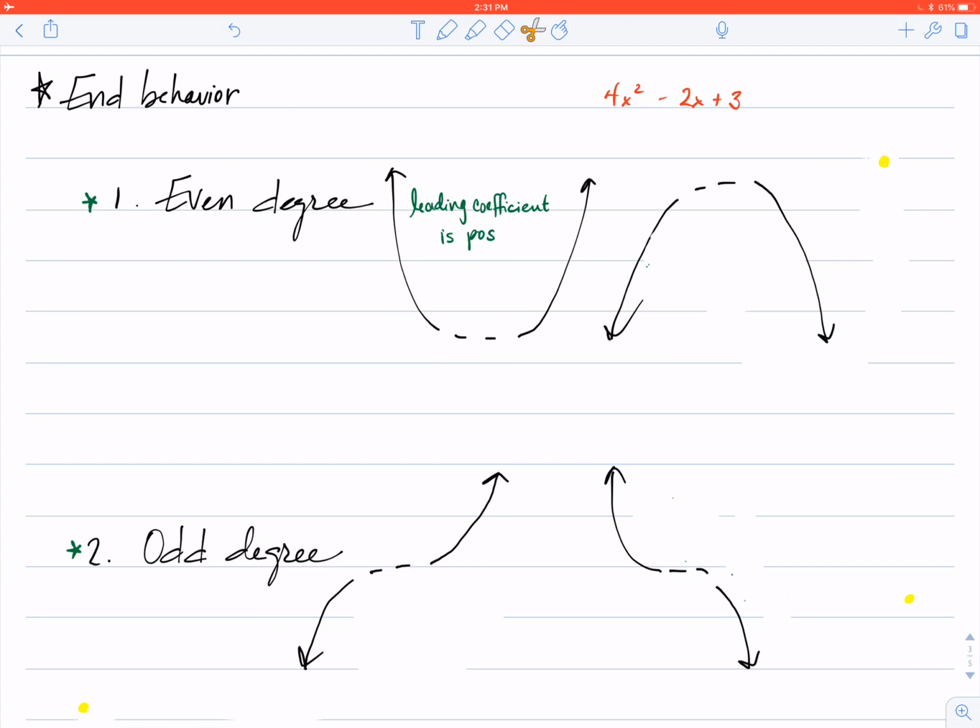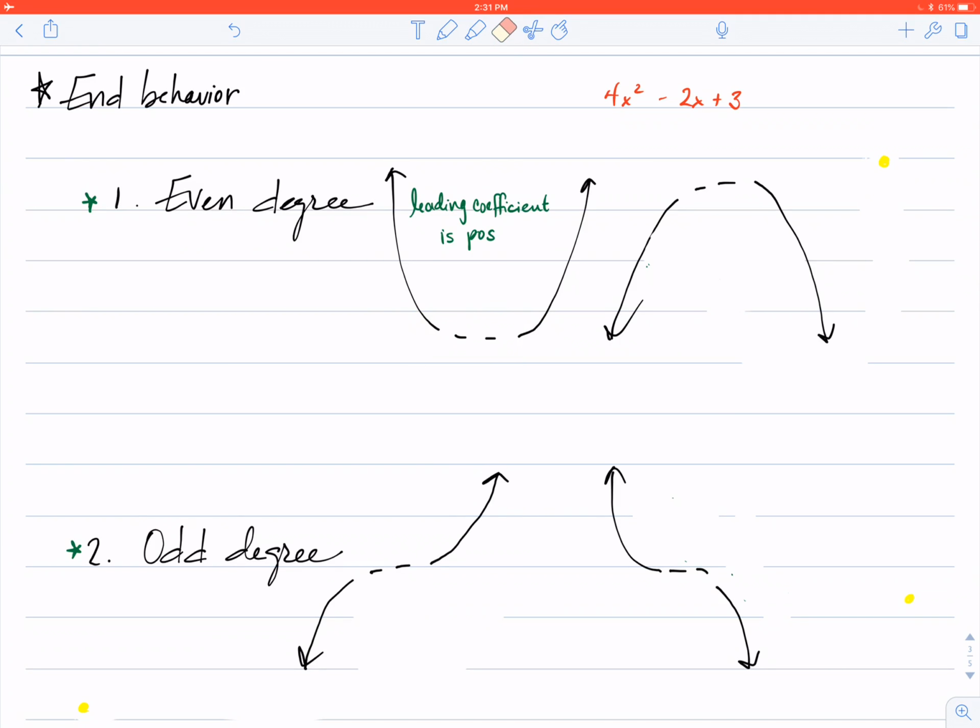You'll notice here that I have these dashes, and this is just to show you that there are going to be hills and ridges and wiggles in the middle. I don't really care about that right now. I really only care about what's happening way out on the ends of my graph. And in this case, both sides are going to be up.